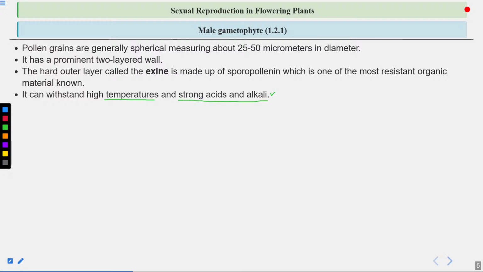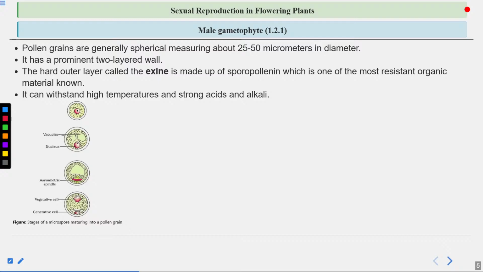If you treat it with alkali, it will not destroy the sporopollenin. If you treat it with alkali or acid, or keep it at a very high temperature or a low temperature, there will be no effect on the sporopollenin. It is such a hard substance. In fact, it is the most resistant organic material known, right? Very important point. So here you can see the structure of the microspore, or you can say a pollen grain, right? We will see.